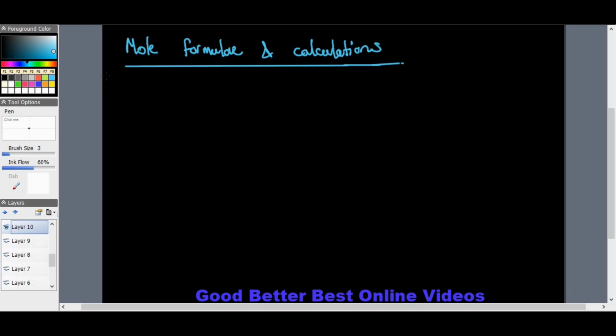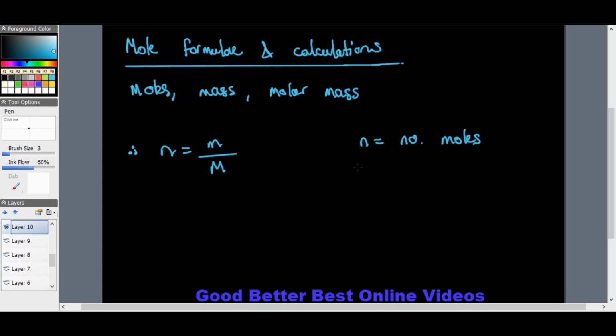We're looking at the mole formulae and calculations. Of course there are 3 M's that we need to consider. One is M for moles, another M for mass, another M for molar mass. All part of the mole formulae. Of course, mole will be the subject of the formula. The formula is as follows. N is equal to small m over big M, where N is equal to number of moles. Small m is equal to the mass of a given substance, and that is measured in grams.